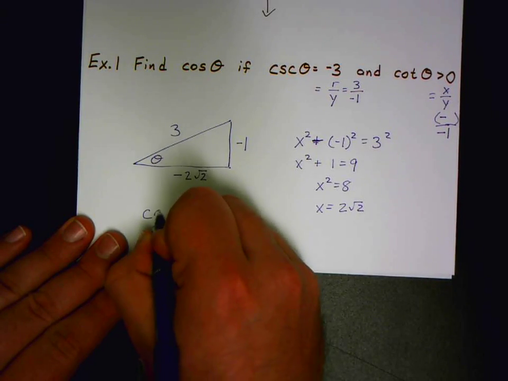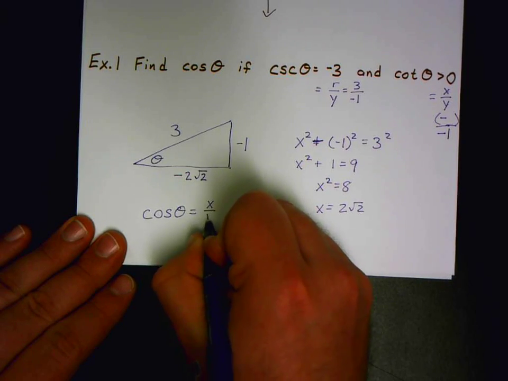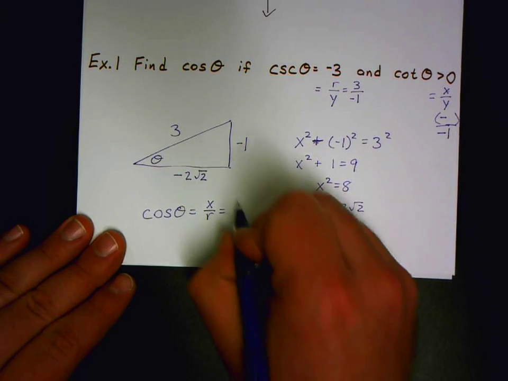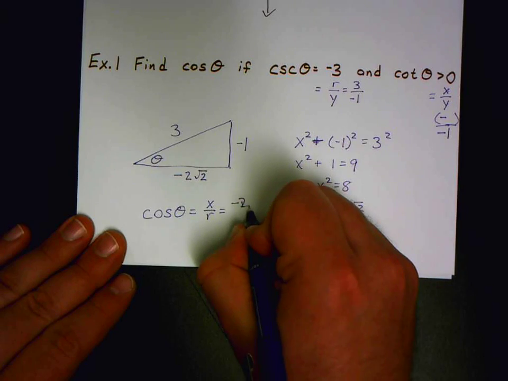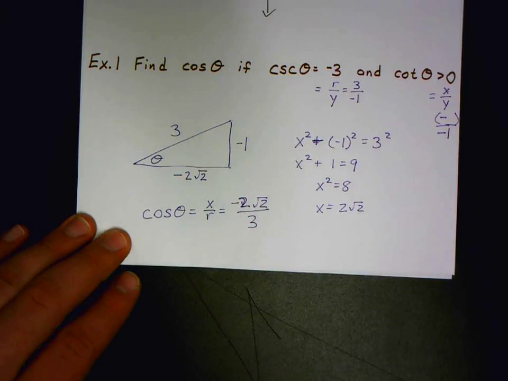So that means cosine of theta is going to equal x over r, which is -2 radical 2 over 3.